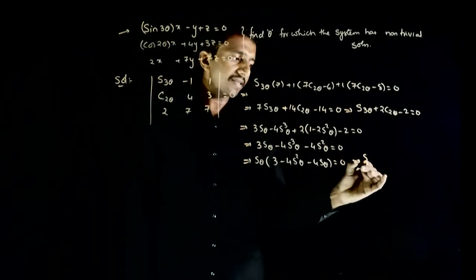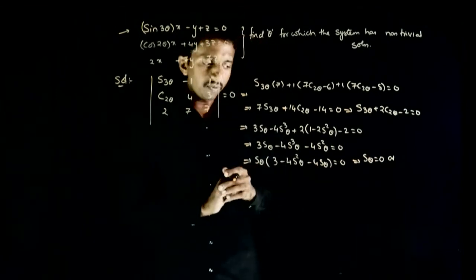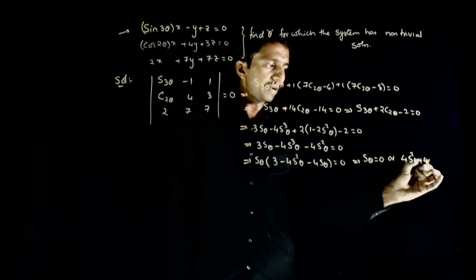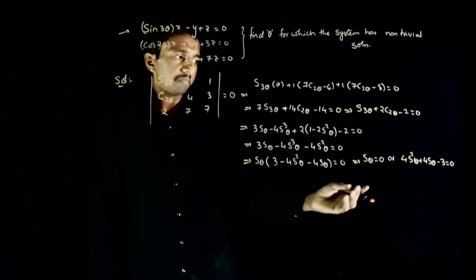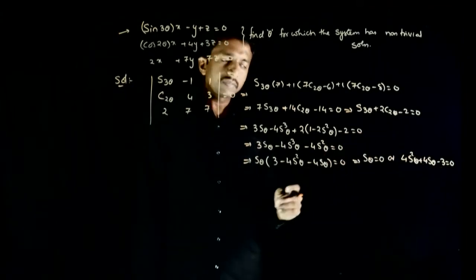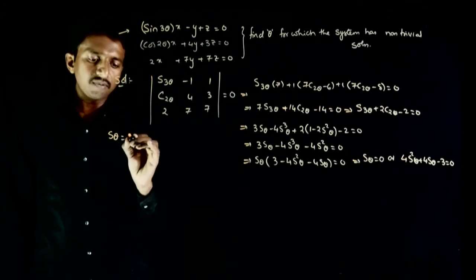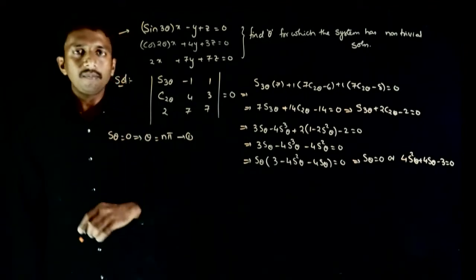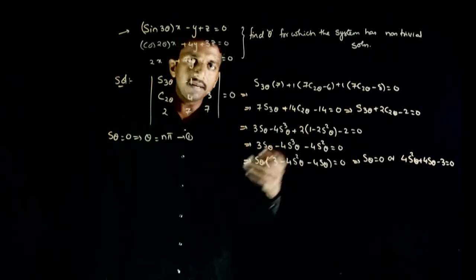So, this implies either sin theta is equal to 0 or this bracket can be equal to 0 if minus common le leta, or 4 sin square theta plus 4 sin theta minus 3 is equal to 0. So, you have two options. Sin theta can be equal to 0 or this can be equal to 0. Okay. So, now, iska solution to aapko pata hai. Sin theta is equal to 0 implies theta is equal to n pi. This is one part of the solution. And second is 4 sin square theta plus 4 sin theta minus 3.